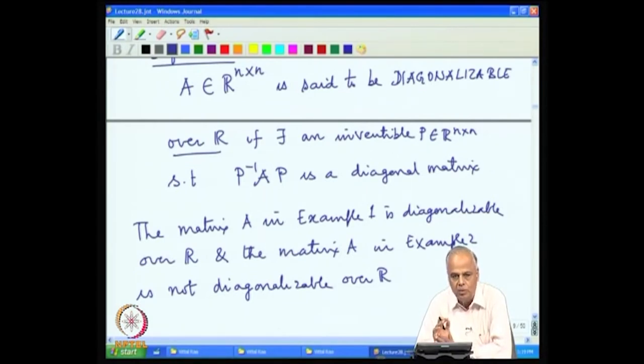the matrix of example 2 is not diagonalizable over R. It therefore becomes necessary for us to derive some conditions under which we can say, if A satisfies these conditions, we are guaranteed that A is diagonalizable over R, and if A does not satisfy these conditions, then A is not diagonalizable over R. So, this should be some kind of a litmus test for diagonalizability over R of a matrix. So, we shall start searching, hunting for such conditions.